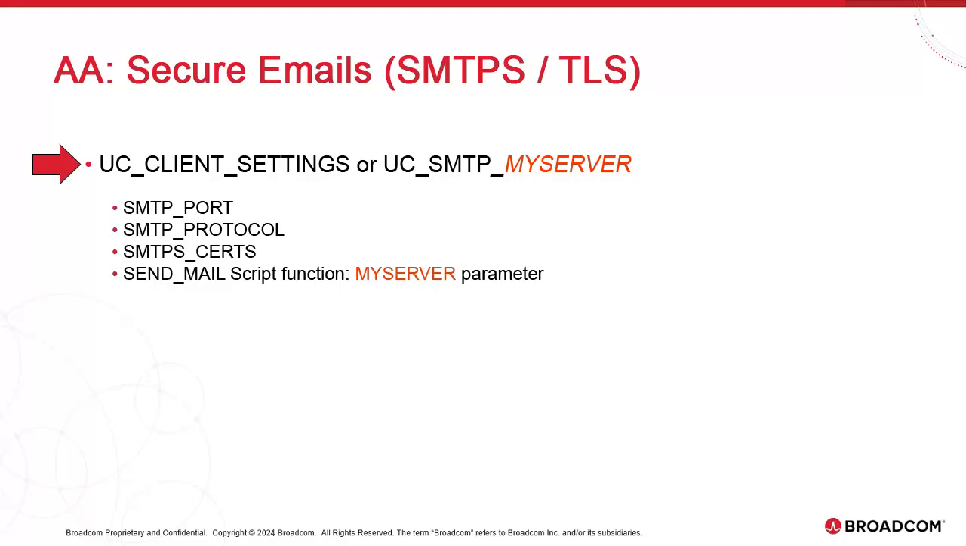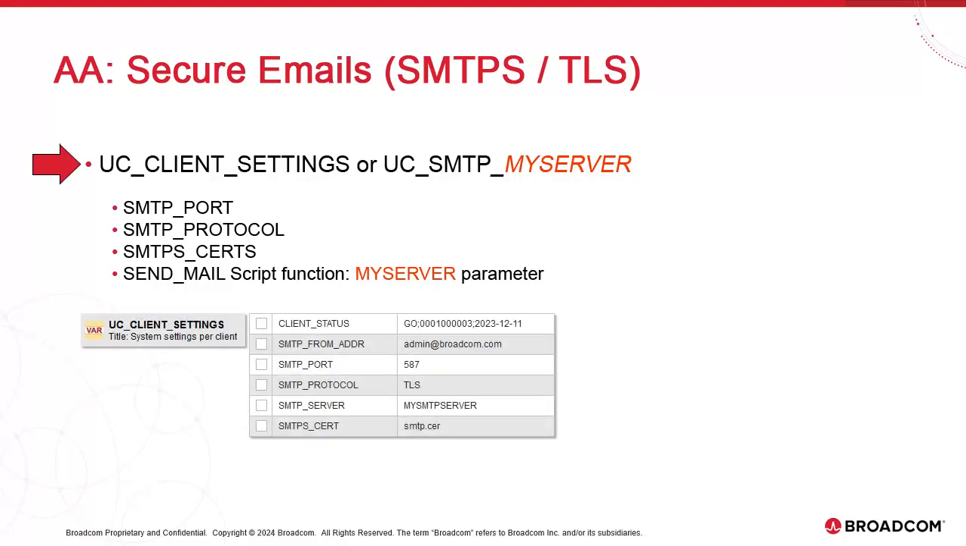Going back a number of releases, we've had the ability to set a single SMTP server in UC client settings, or reference several servers with the UC_SMTP_ name of the server variable. Let's use UC client settings as an example. The SMTP server value stores the name of the server, and SMTP from ADDR stores the email address that emails are sent from. With 2106, we can set the SMTP protocol to either TLS or Start TLS.